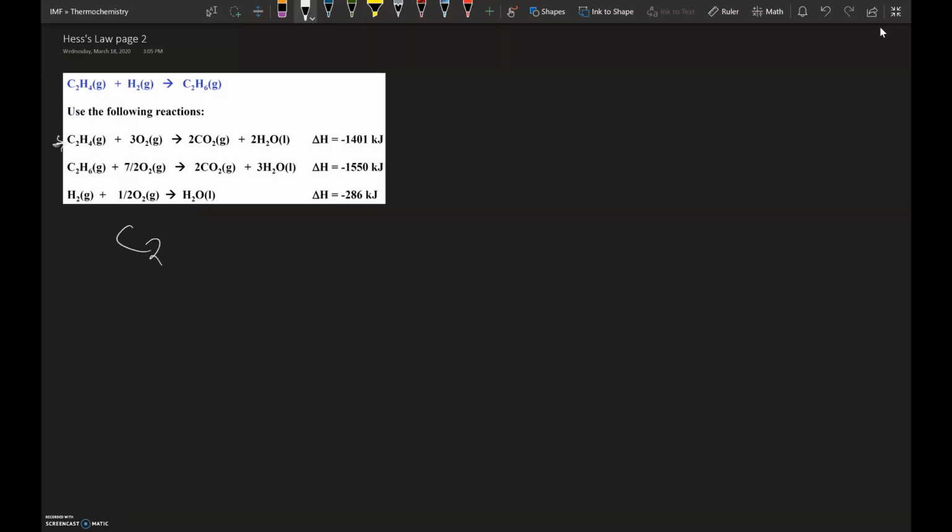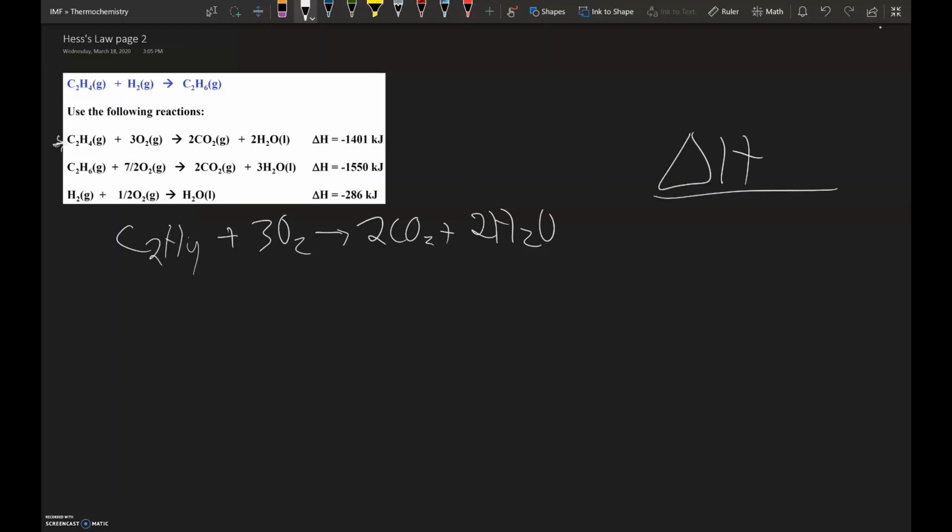so I'm going to carry that down. So C2H4 plus 3O2 yields 2CO2 plus 2H2O. Delta H will be tabulated to go along with this. This is negative 1401 kilojoules. So looking at the equation at the top, there's one C2H4. In this equation, there's only one, so we don't need to do any multiplication as of right now. So we're just going to keep it the way it's written.